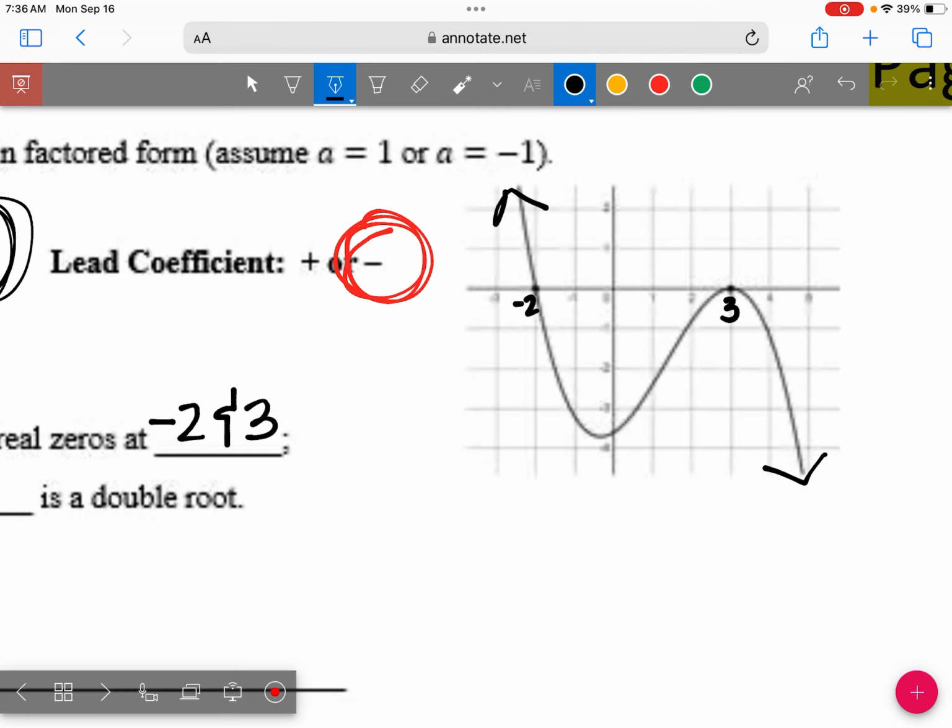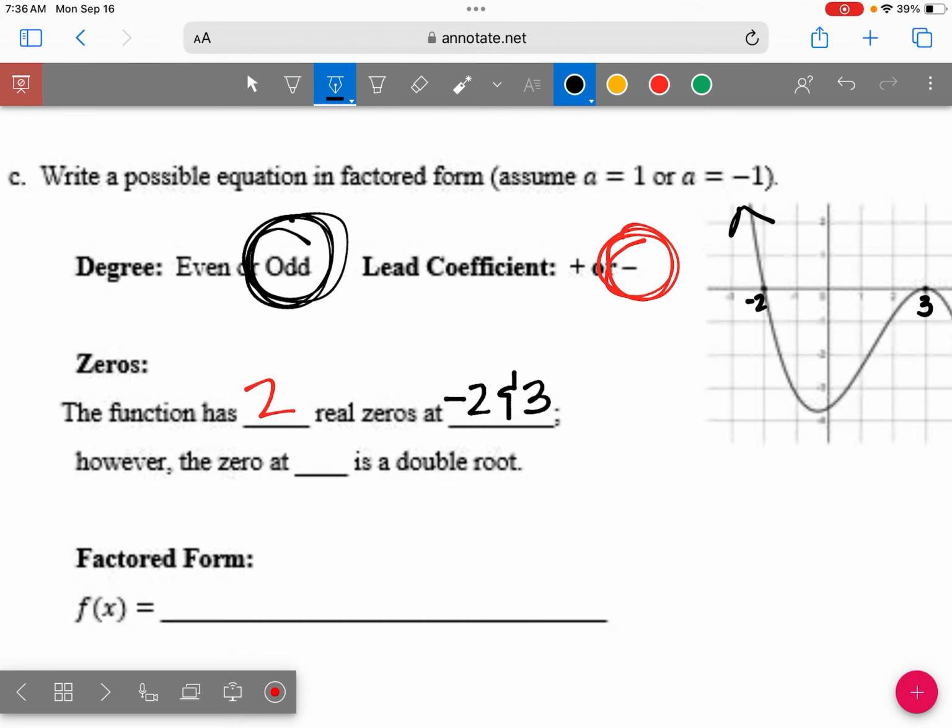One of these is a double root, though. Which one do you think is a double root? The negative 2 or the 3? The 3, because see how it bounces off the bottom? It doesn't go through at 3. It bounces off. So the 0 at 3 is a double. So we only need to make 2 parentheses. Put the X. And then flip your sign. So instead of a negative 2, you're going to put a plus 2. And instead of a positive 3, you're going to put a minus 3. But because this is a double root, we have to put that square on this factor.